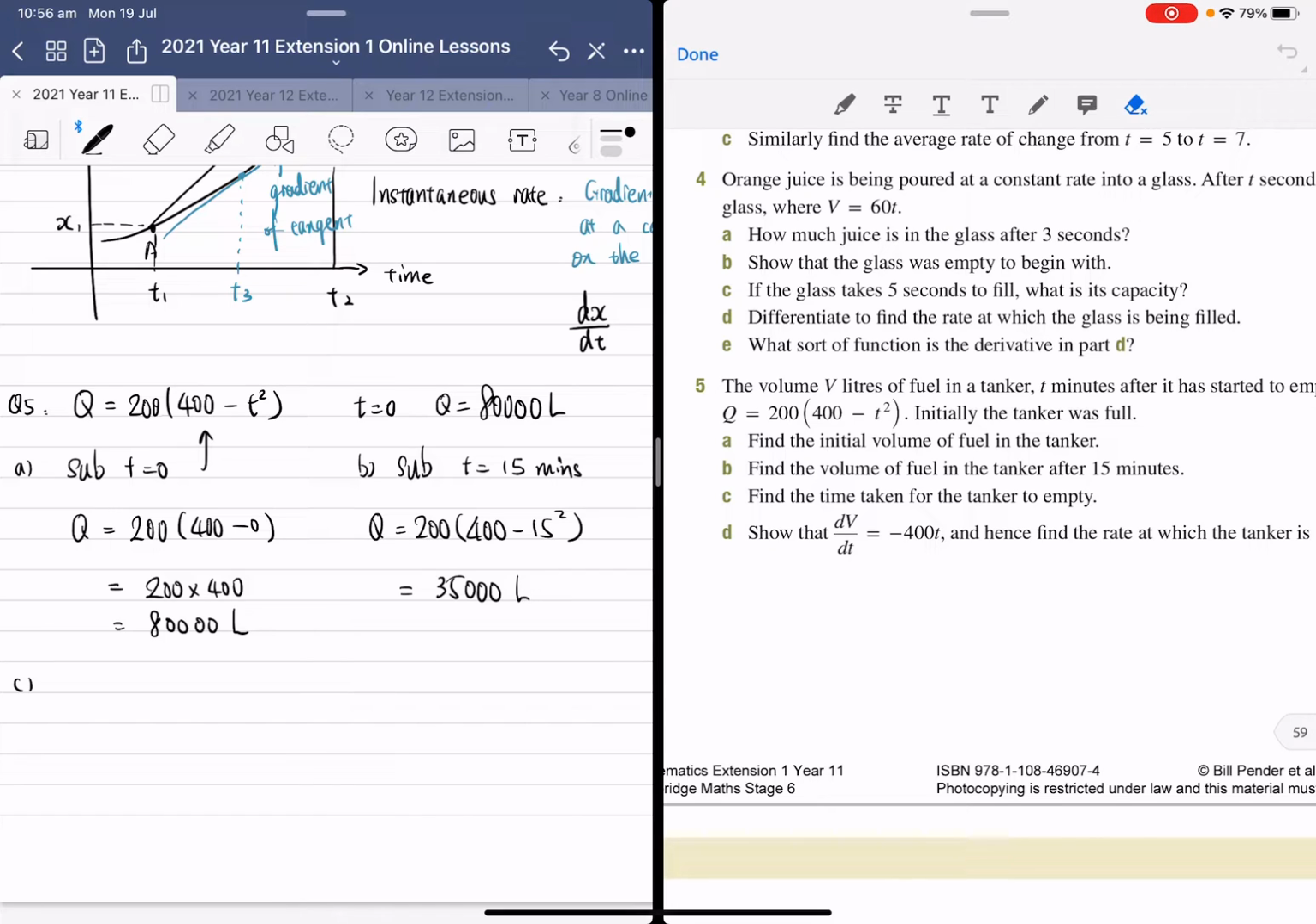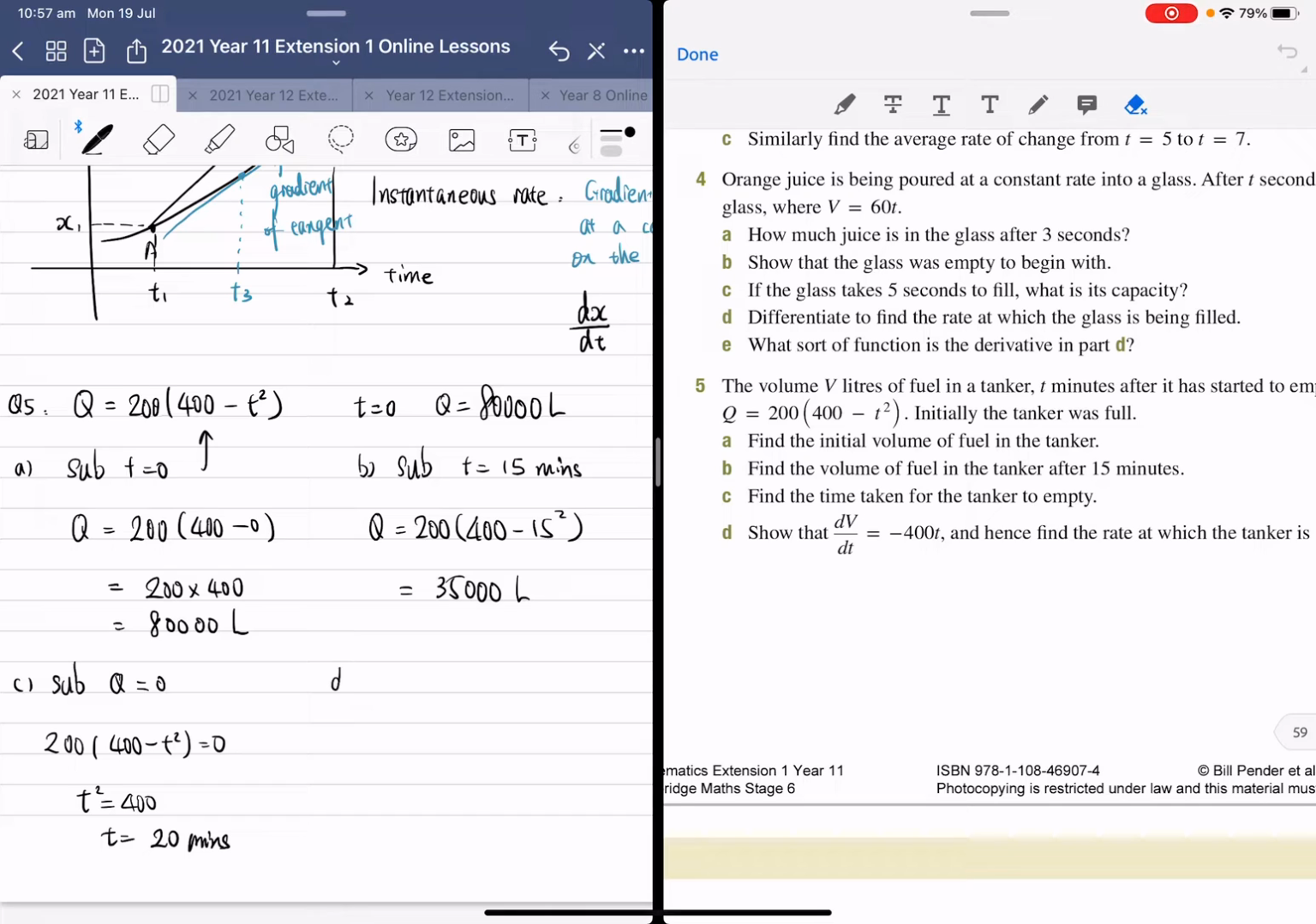Question C. Find the time taken for the tanker to empty. Empty means there is nothing inside, which means substitute Q equal to 0 to solve this equation. That's a really simple question. Therefore, T squared is equal to 400, so T is equal to plus or minus 20. But you don't need minus 20, since the time is always positive here. So 20 minutes later, the tanker will be empty.